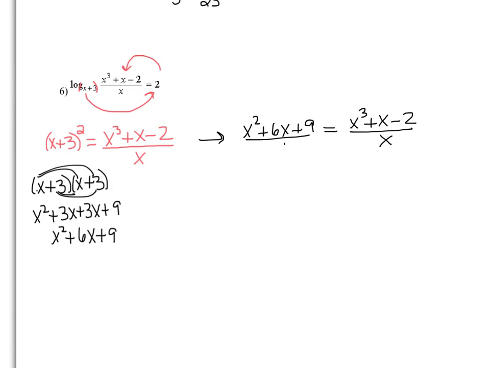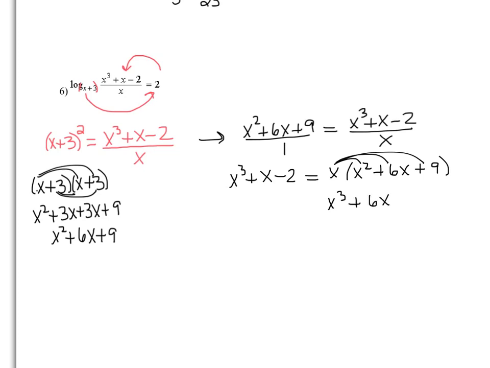Now I can cross multiply if I put that over 1. So this times this equals this times this. So x to the third plus x minus 2 equals x times x squared plus 6x plus 9. We can distribute the x. We'd get x to the third plus 6x squared plus 9x equals x to the third plus x minus 2.